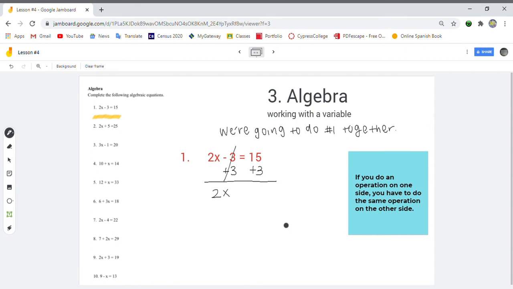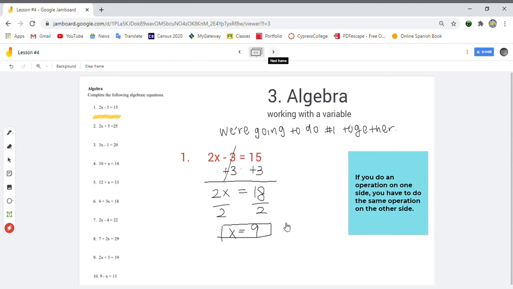And then we're going to do 15 plus 3, which is 18. And then to get x alone again, we will have to get rid of the 2. And we see that 2 is multiplied to x, so we have to do the opposite, so we'll divide by 2. So we'll divide by 2 over here, and if you do it on one side, you gotta do the other side. So I divide by 2 to the other side as well. So 2x divided by 2, we get x, and 18 divided by 2 is 9. So our answer to number 1 is x equals 9. And that'll be your solution to number 1 over here.